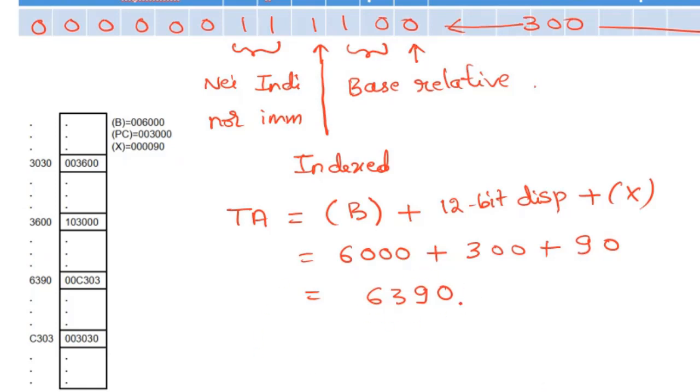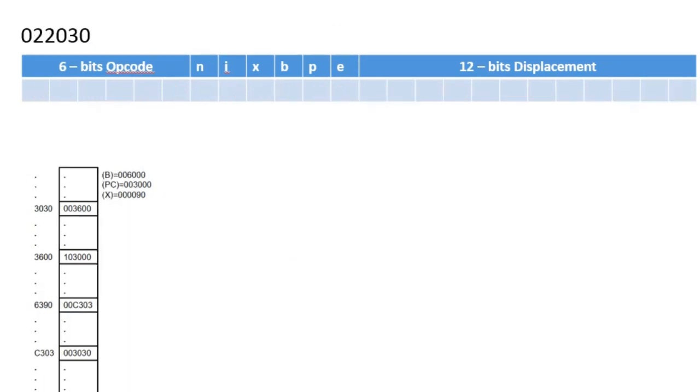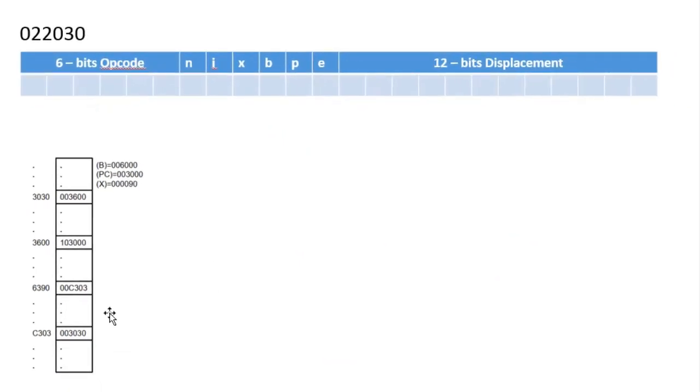So whatever data is required for this particular instruction, it is present at the address 6390. Address is 6390. What is the value present there? 00C303. What is the instruction? All 6 bits 0 indicates it is the LDA instruction. So we are going to load the accumulator with the value present at the address 6390, which is 00C303. We'll take up the next example. I suggest you pause the video here and try out this example on your own.